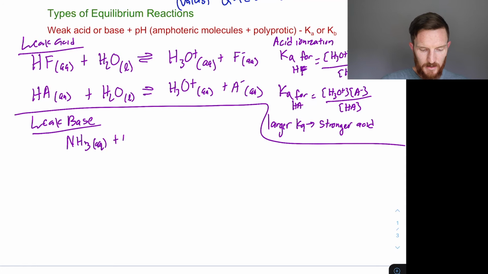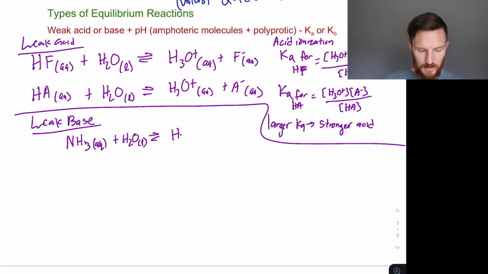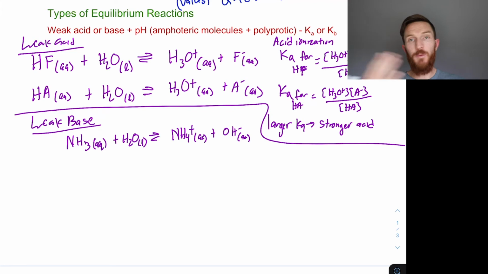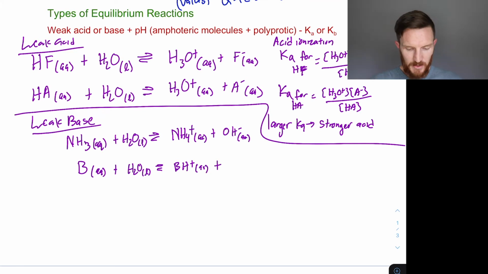So our ammonia is going to react with water. It's going to accept a proton from water to give us NH4+ and the hydroxide ion. And again, we can make this very generic for any base. If we just say B is a base, it reacts with water, and that's going to give us BH+. So we just add H+ to whatever our original base was, plus the hydroxide ion.